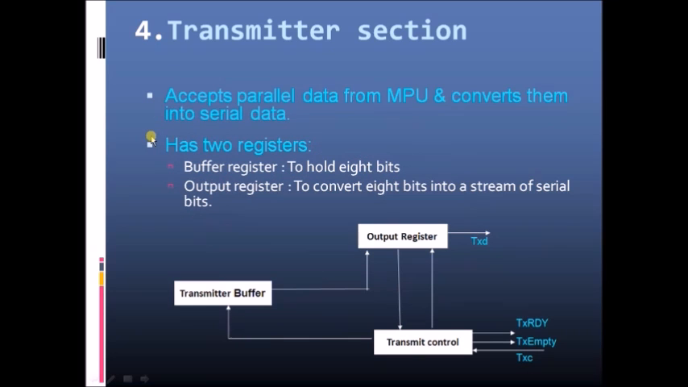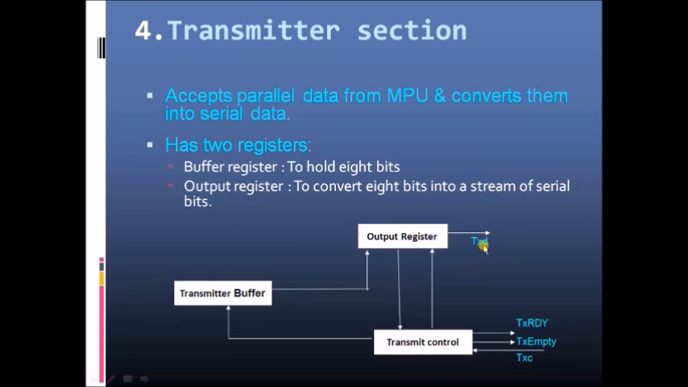Now let us see the transmitter section. What is actually present inside the transmitter section? There is one buffer register, there is one output register, and then a transmit control block. Whenever we want to transmit a character, that character must be placed inside this transmit buffer. Now that is shifted into the output register. This output register would be shifting bit by bit data with the help of this TXD pin.